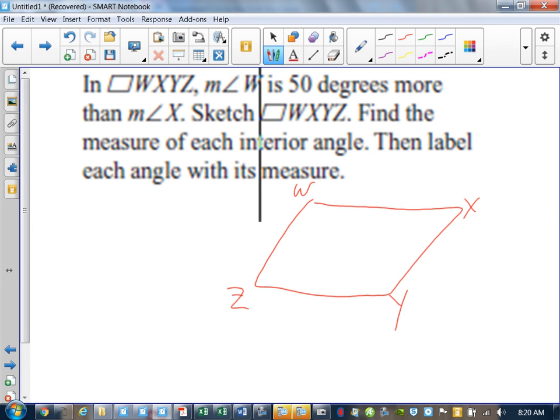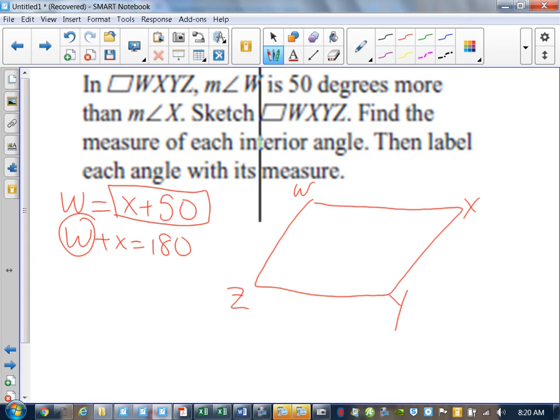W is 50 more than X. Is it okay with you guys if I take the angle symbols off when I write these out? Yes. In the diagram, since it's a parallelogram, what do you know that W and X have to add up to equal? 180. Good. Which means everywhere I see a W, I'm going to replace it with this. There we go. Yes, I know this is the long way of doing things, but it's okay.